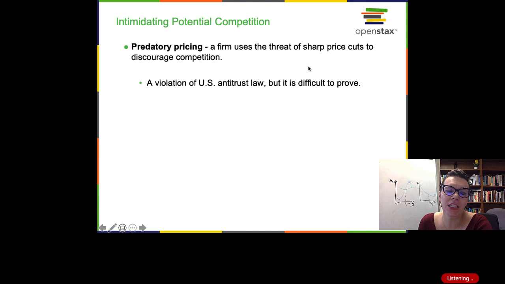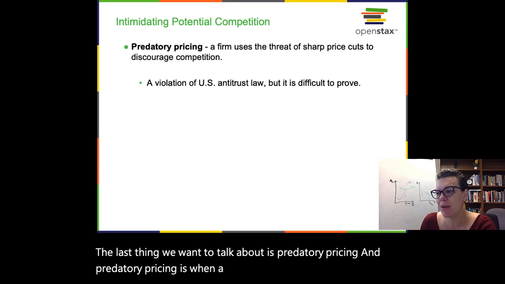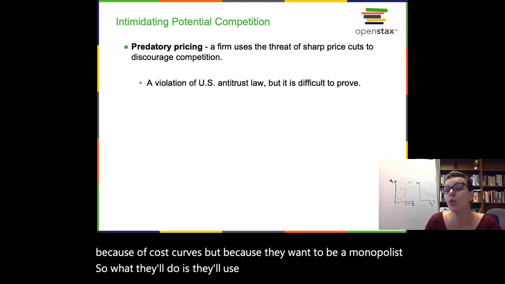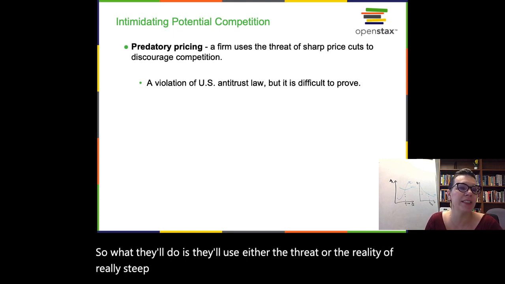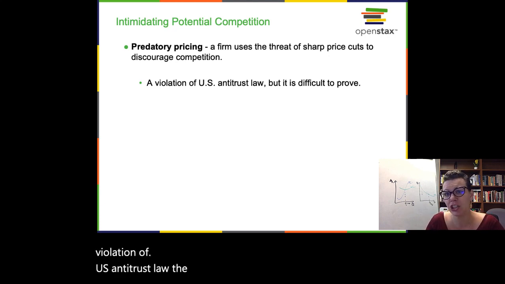The last thing we want to talk about is predatory pricing. Predatory pricing is when a firm isn't a monopolist by accident or because of cost curves, but because they want to be a monopolist. So what they'll do is use either the threat or the reality of really steep price cuts to discourage competition. This is officially a violation of U.S. antitrust law. The Sherman Antitrust Act, Section 2, prohibits the monopolization of a market.